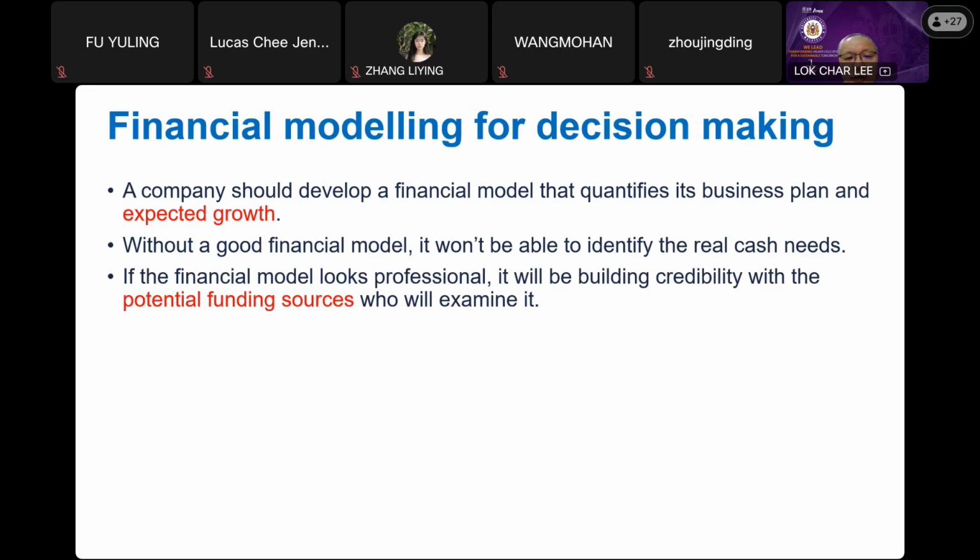So the financial models for decision making. A company should develop financial models that quantify all its business plan and expected growth. Normally, in finance departments, we call this budgeting or forecasting. Without a good financial model, it won't be able to identify the real cash needs. The cash need means how much cash is needed for the company. So the company will need to do a budgeting process to understand the amount of money needed.